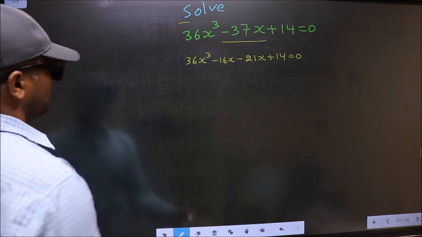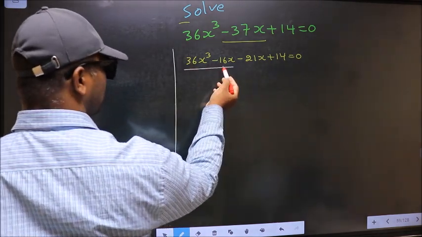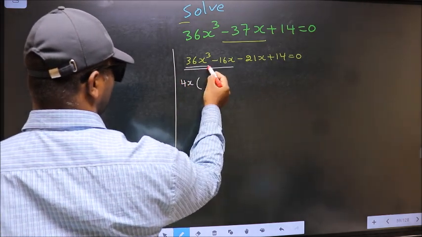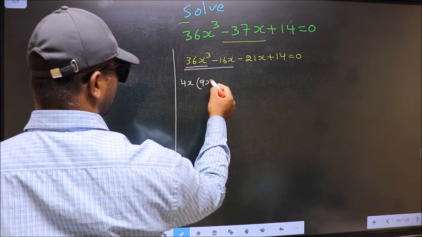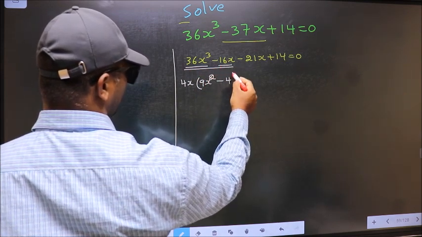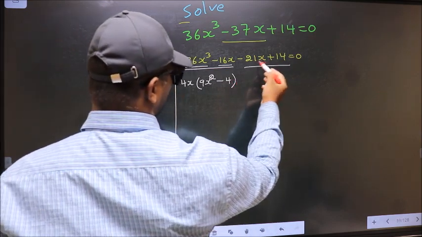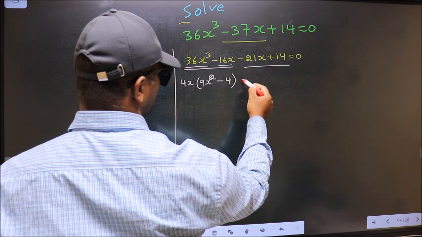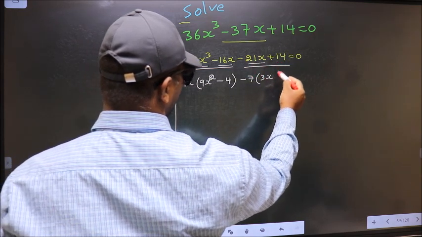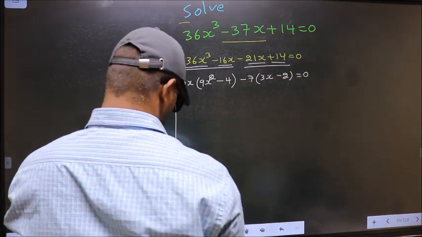Next, from these two terms, what can be taken out common is 4x. From this 4x out you get 9x square, minus from this 4x out you get 4. In the same way, what can be taken out common from these two terms is minus 7. So here we get 3x and here we get minus 2 equal to 0.